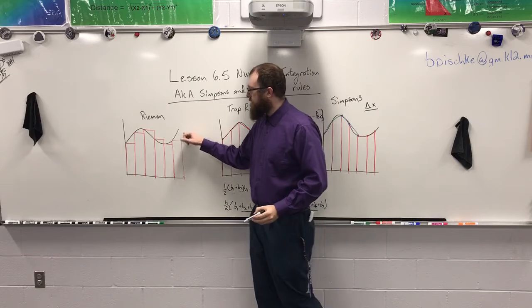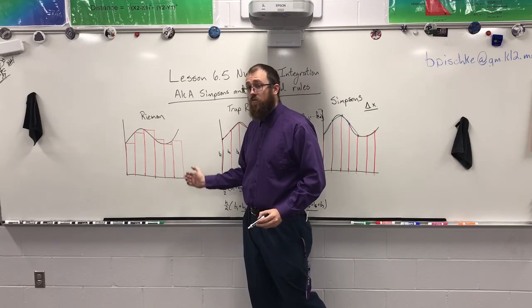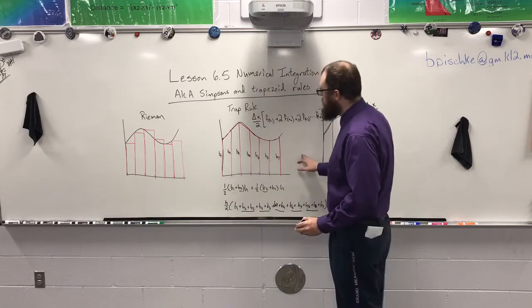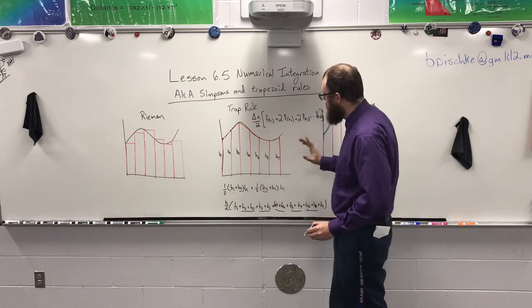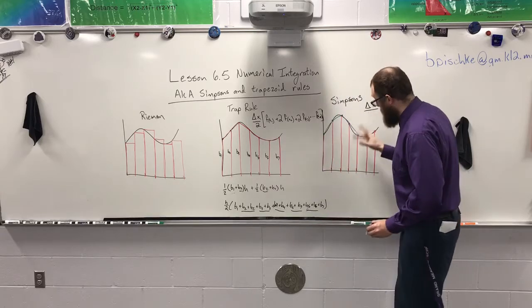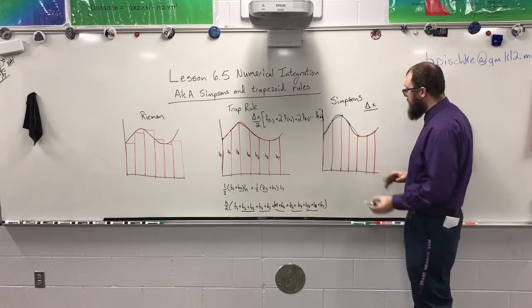Riemann leaves lots of space, top and bottom, unless you can shrink the rectangles down really small. The trapezoid rule leaves a tiny bit of space, top and bottom, okay? The Simpson's rule leaves an even tinier amount of space, top and bottom.